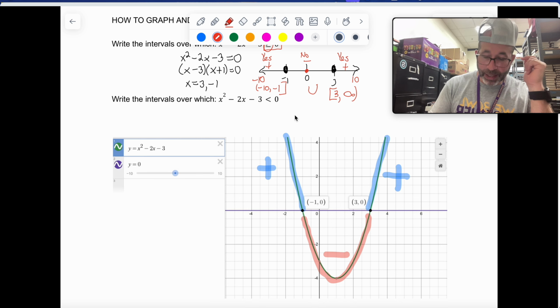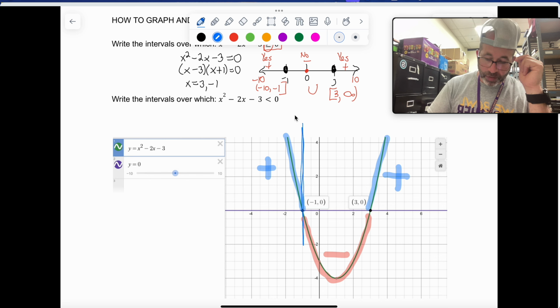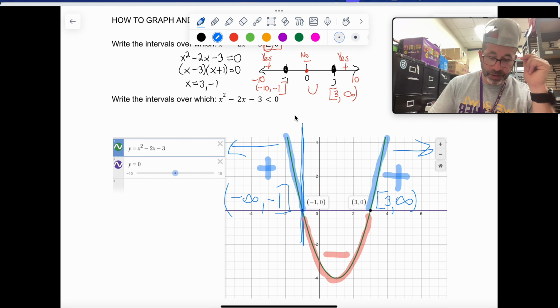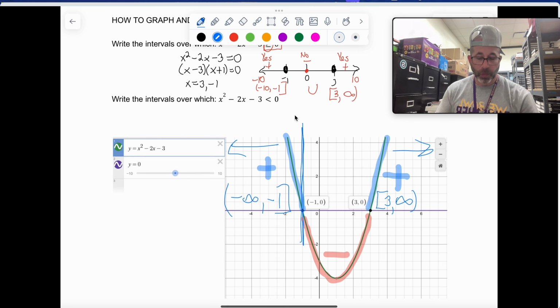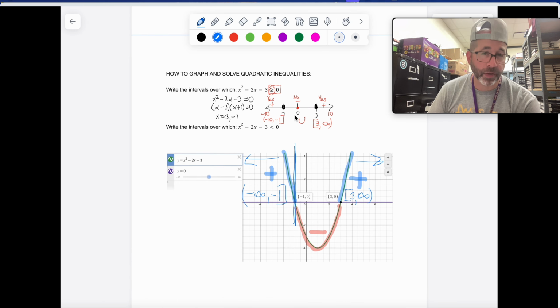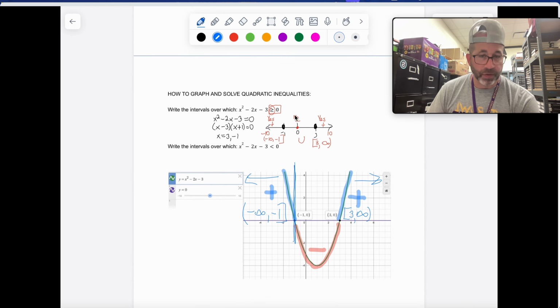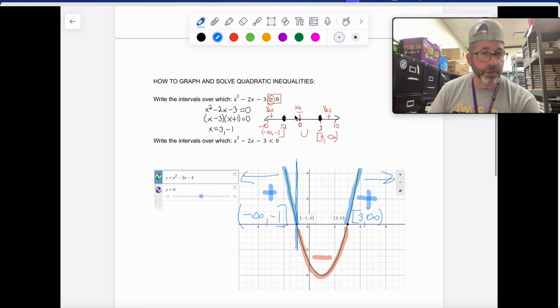And so if we look at that, the interval that's going to go in for this part right here is going to be from negative infinity to negative 1, and it's inclusive, and then from 3 to infinity to the right, because we're going this direction and we're going this direction with it. Okay, so that's how you would analyze this from a graph. And those are the same intervals that we have up above there.